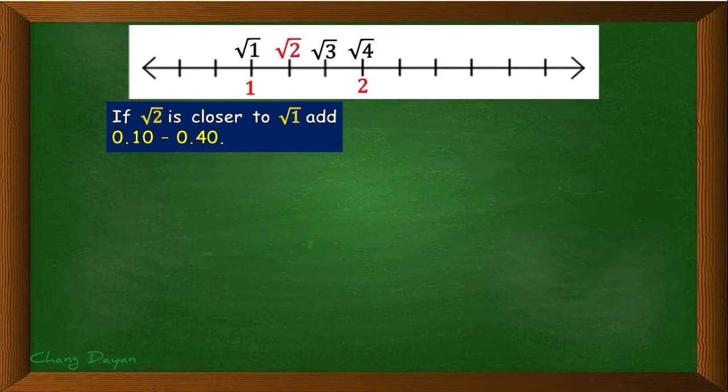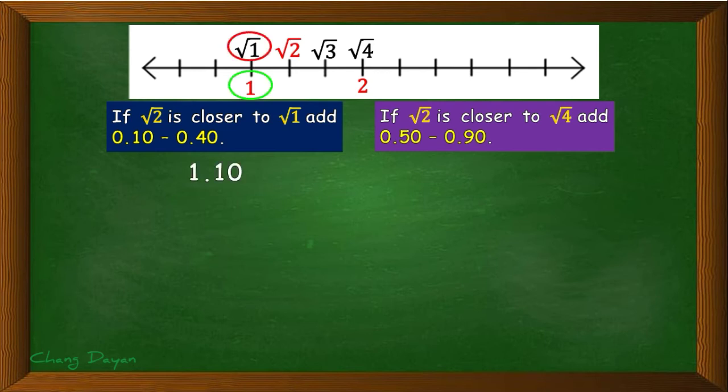Since ang 1 ay mas lower perfect square kaysa kay square root of 4. Pero, kung ang square root of 2 ay mas malapit kay square root of 4, add tayo ng 0.50 to 0.90 kay 1. Ang 1 ang pinaka o mas maliit na perfect square number dito sa ating given. So, add tayo ng 0.10 kay 1, 1.10, 1.20, 1.30 hanggang 1.40.